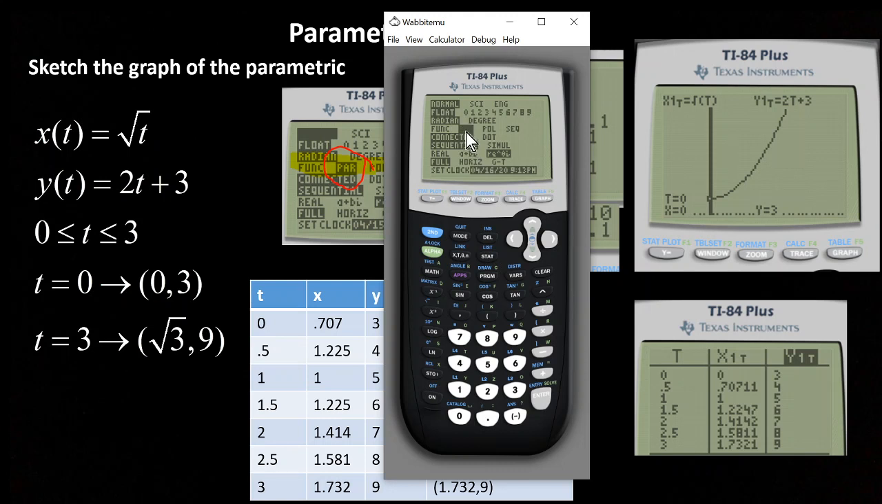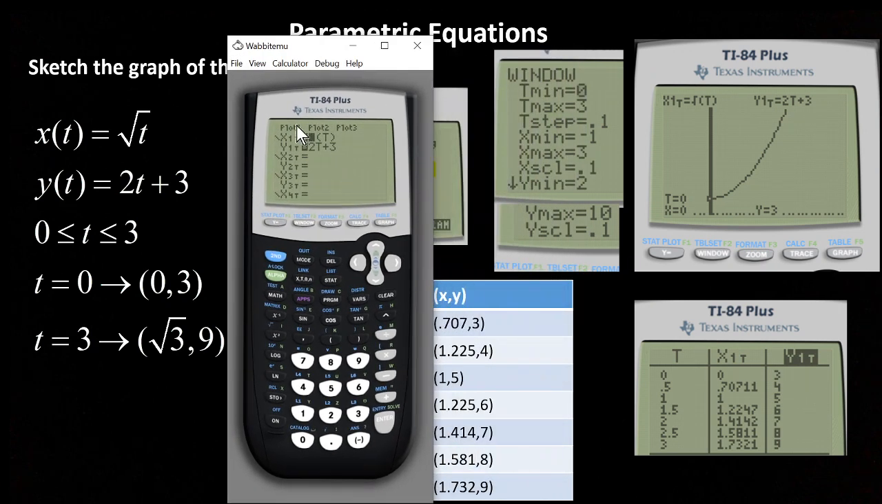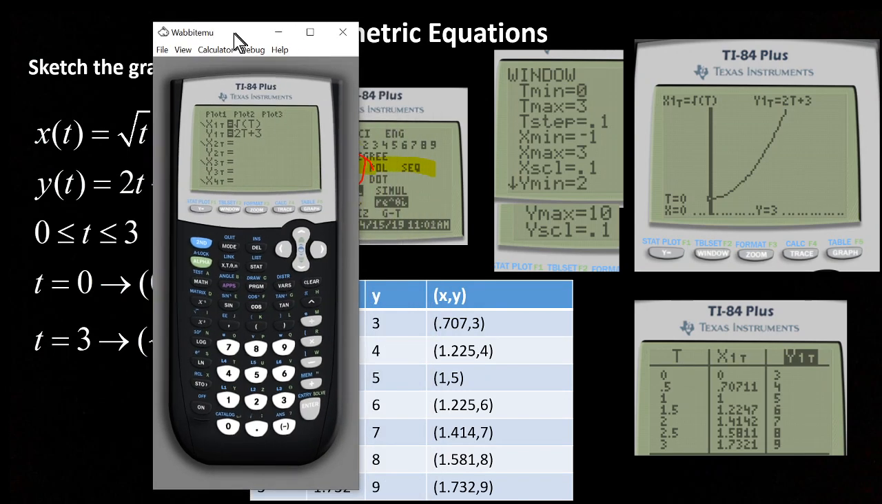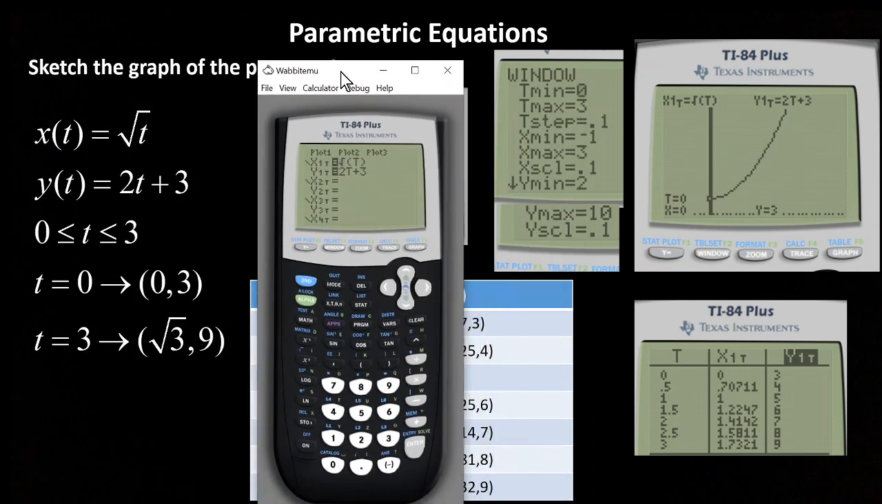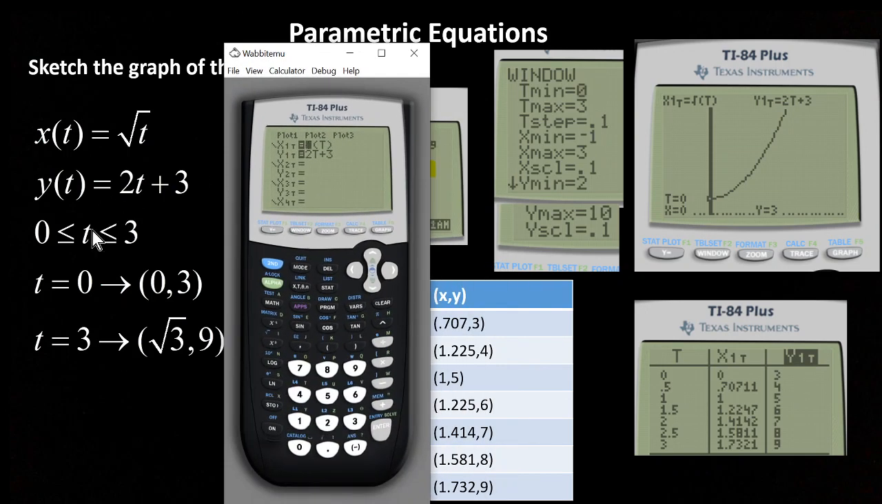Now when you change it to parametric and press y equals, you don't see y1 anymore. You see x1t and y1t, but that's what it is. So you can put the square root of t there and put 2t plus 3 there, and now you can graph it. Now we want t from 0 to 3, right? So we're going to go to window and see t min and t max.